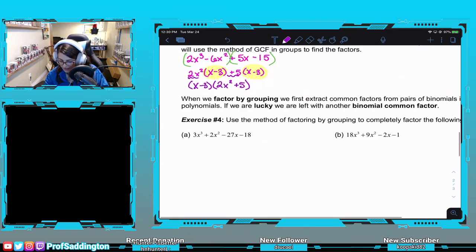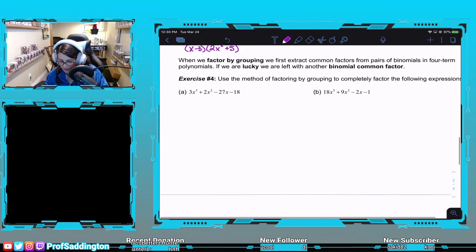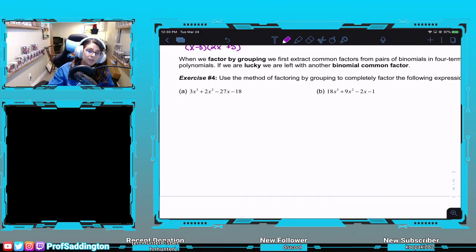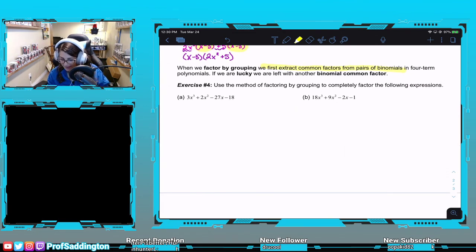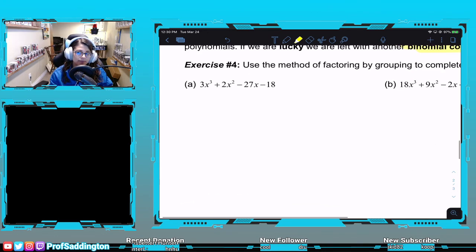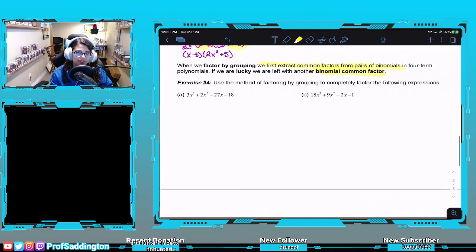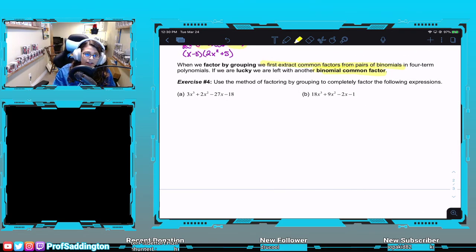All right, so these directions in this next section are important. So if you're writing your notes on a separate sheet of paper, probably good to get this down. So when we factor by grouping, we first extract the common factors from pairs in the binomials. So remember, we bundled them together, and then we factored out the GCF. If we're lucky, we are left with another binomial common factor. So, now I guess I should leave that there for a second if you're writing it down. Sorry. So it says use the method factor by grouping to completely factor these expressions.